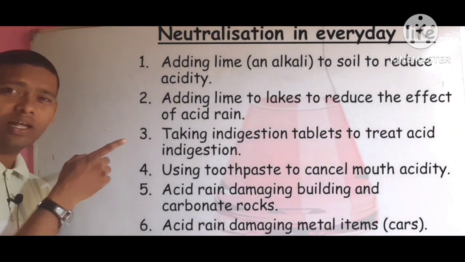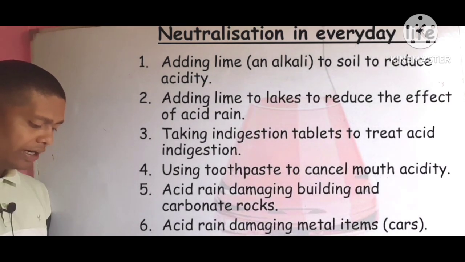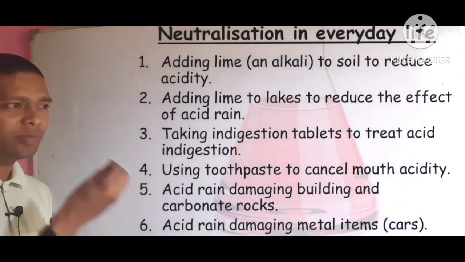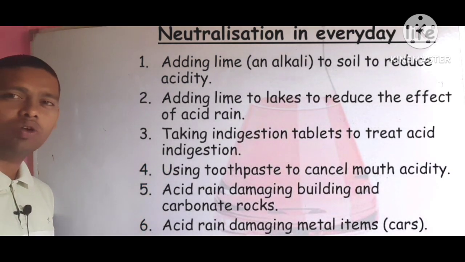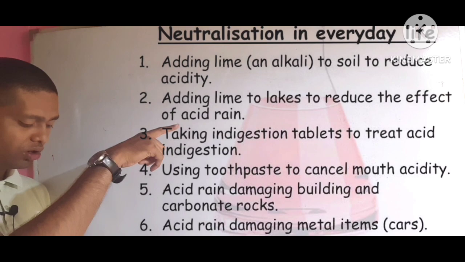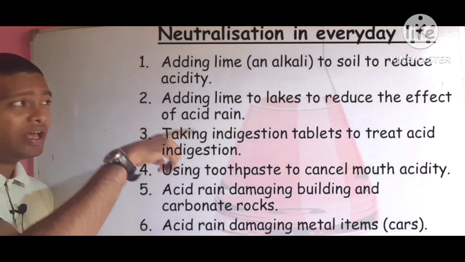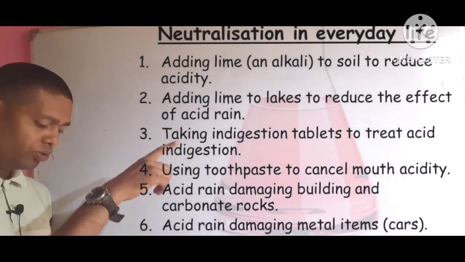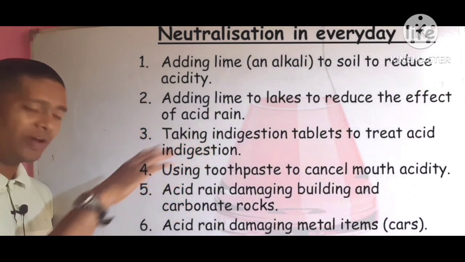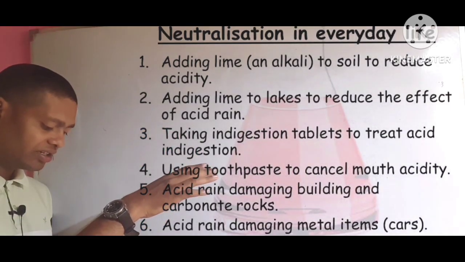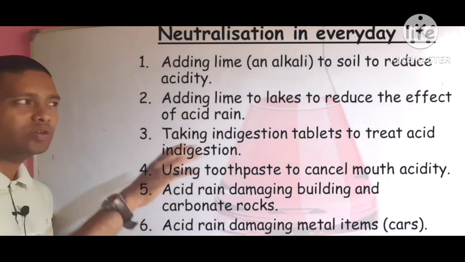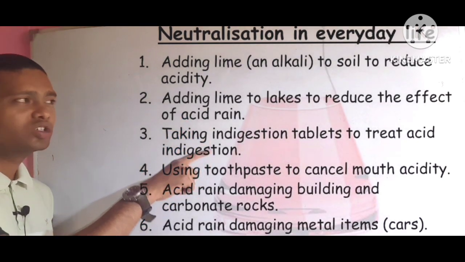Now there are some more applications of neutralization in everyday life. The first one: adding lime or alkali to the soil reduces the acidity. Acidity means the amount of acid present in the soil has increased, so it can destroy the crop. So for that it should be reduced, and we add lime. Lime is a base, so acid plus base gives salt and water. Like that, adding lime to lakes reduces the effect of acid rain. Again the same thing. Taking an antacid tablet. So these are the applications. They are very important, you should write all these things. We are using neutralization everywhere, so we get salt and water so as to reduce the acidity.